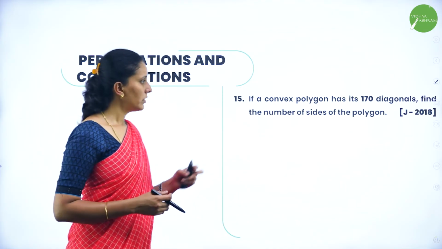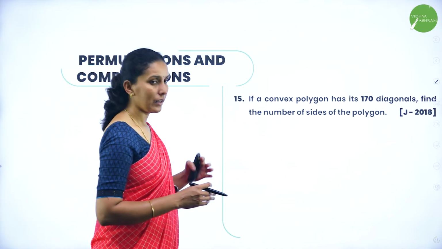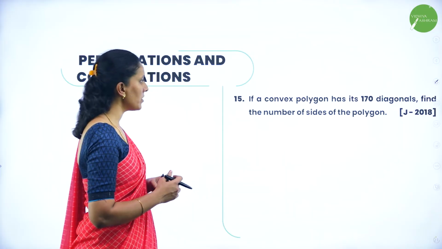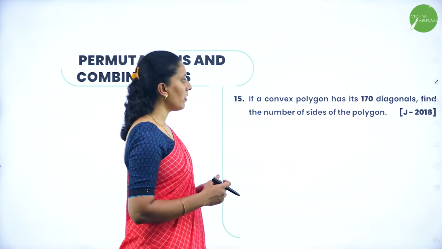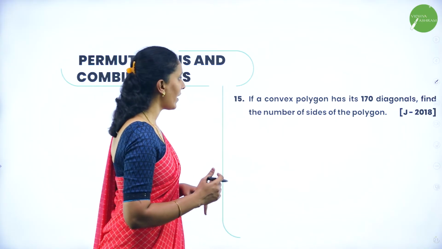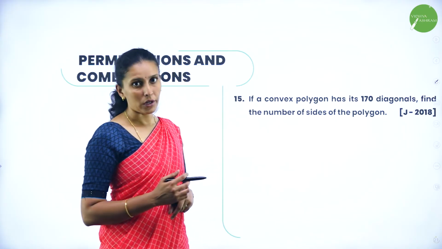So next question, this question was very simple. It may ask for 3 mark question. Sometimes they'll give you for 2 mark question also. If a convex polygon has its 170 diagonals, find the number of sides of the polygon here.